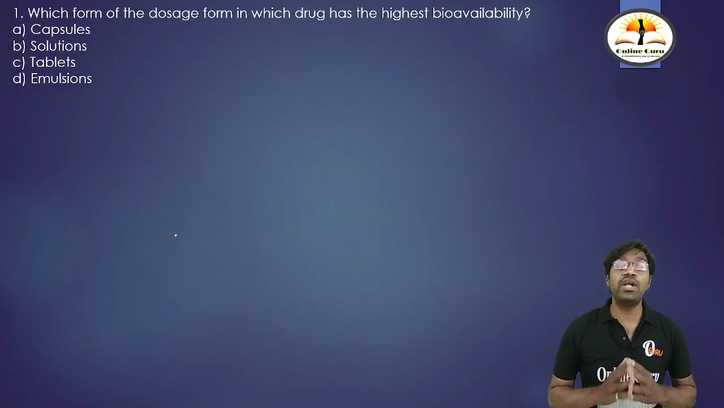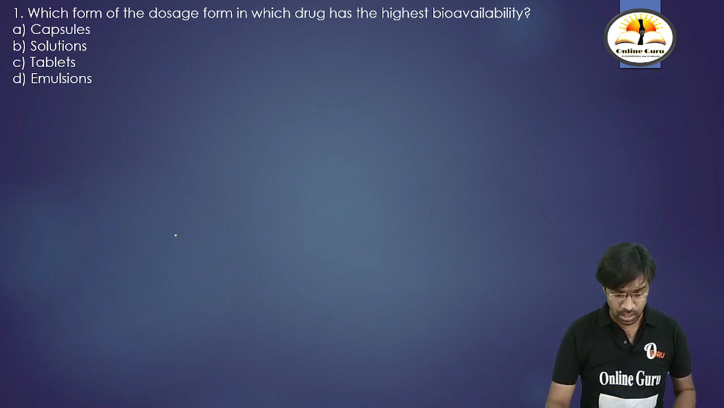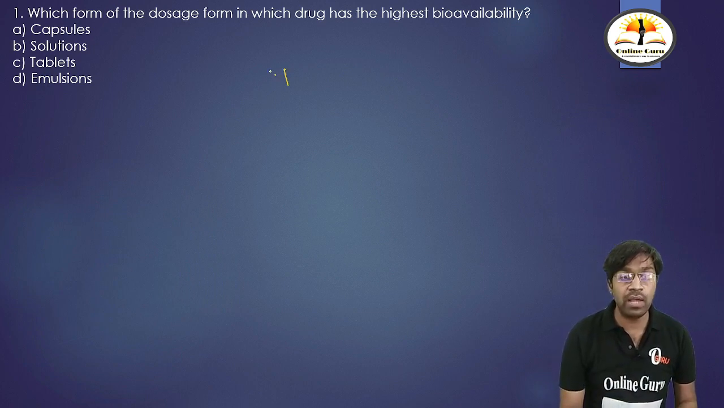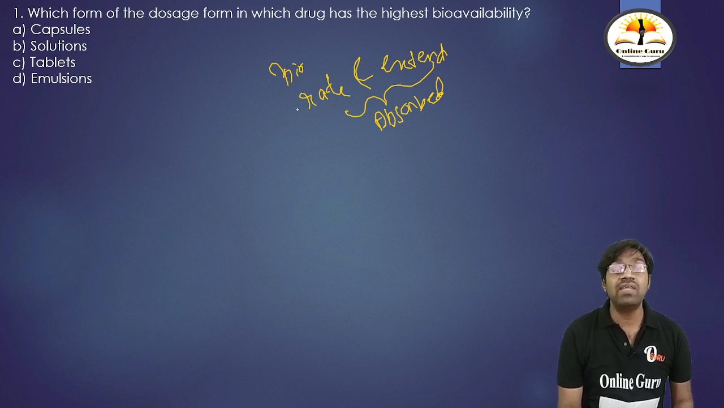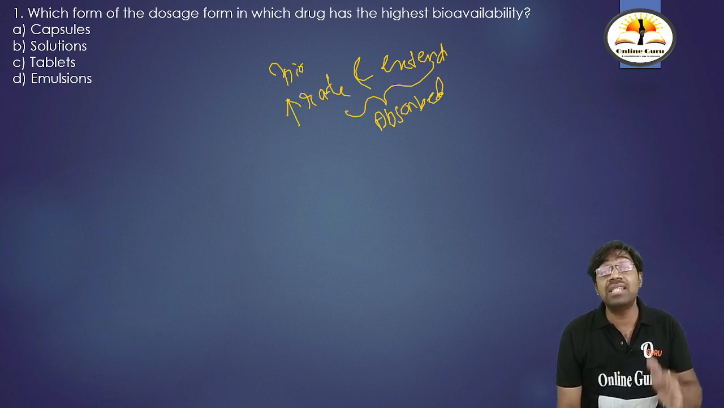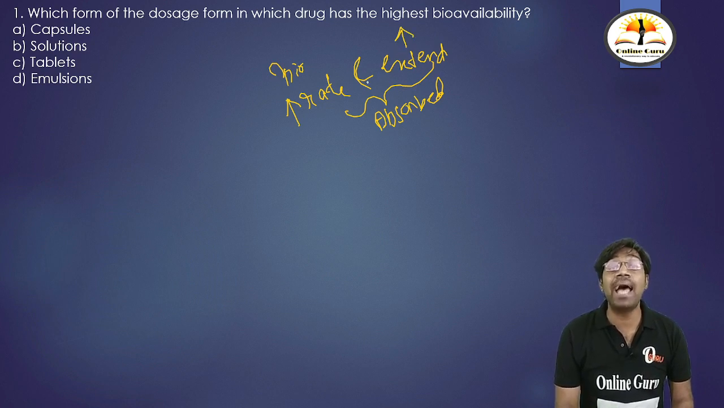Which dosage form is the one in which the drug will have the highest bioavailability? First of all, I am going to tell you what bioavailability is. It is the rate and extent of drug absorption. How much drug is absorbed into the blood is decided with respect to bioavailability. Rate means the actual speed at which the drug is absorbed, and extent means the concentration of drug which is absorbed into the blood. This is called bioavailability.